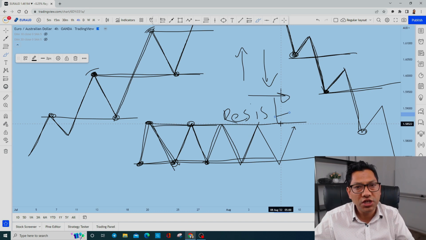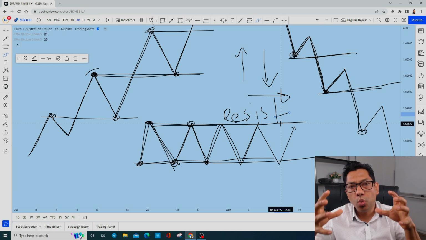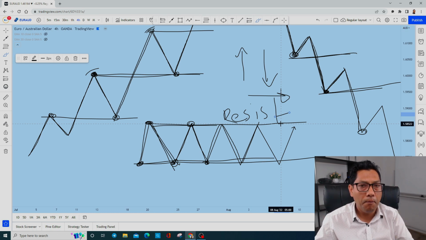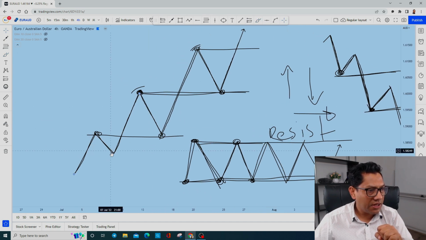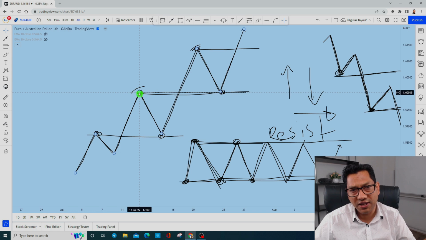So the first question is, should I buy or sell? So you found either buy or sell. Now the next question that comes is, where can I buy or where can I sell? Once you identify the market structure, the next thing, let's say this is the market you found. I will show you in the real chart.